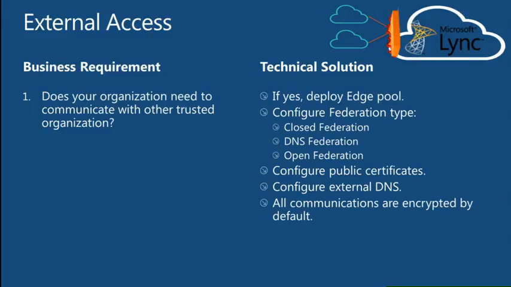This requires also configuring public certificates. Now, I say public because that means that you'll need to get a certificate from a public CA. You'll have to configure external DNS. I'm not going to go into details of the configuration. There's a lot of good documentation for that. That's not the purpose of this talk here. And then once you do that, all communications are encrypted by default. So there is no way that Lync would allow you to have a communication that is unencrypted. So it is all encrypted.